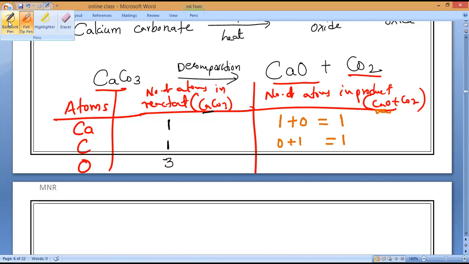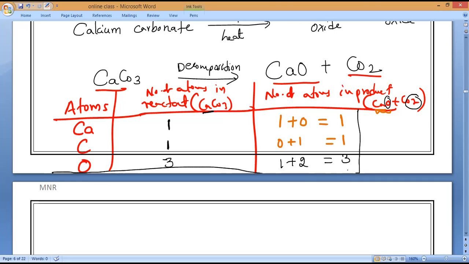Oxygens, verify, everybody. Oxygens, how many? Here 1 and here 2. So 1 plus 2, which is equal to how much? 3, sir. So there are 1 calcium atom, 1 carbon atom and 3 oxygen atoms in both the reactant side as well as the product side. So that is why it is verification.